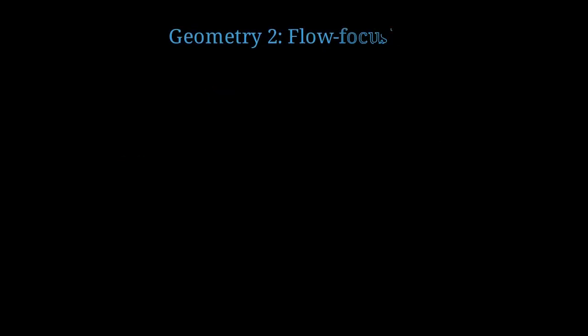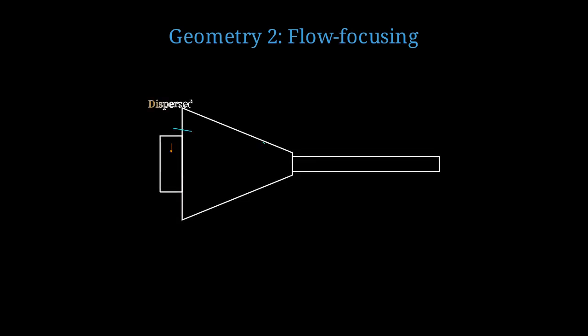The second geometry is flow focusing, which is probably the most widely used. In flow focusing, the continuous phase flows from 2 sides and squeezes the dispersed phase through a narrow orifice. This creates even more uniform droplets and allows for smaller sizes, down to a few micrometers or even nanometers.